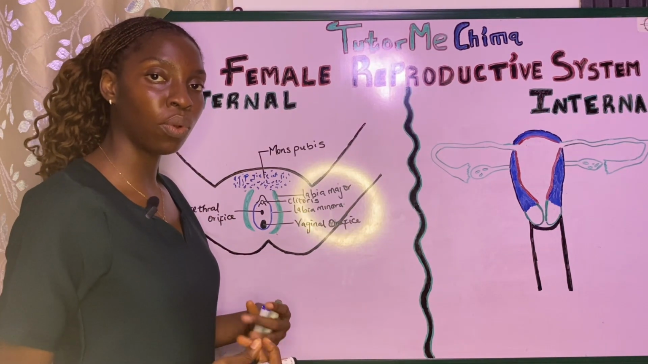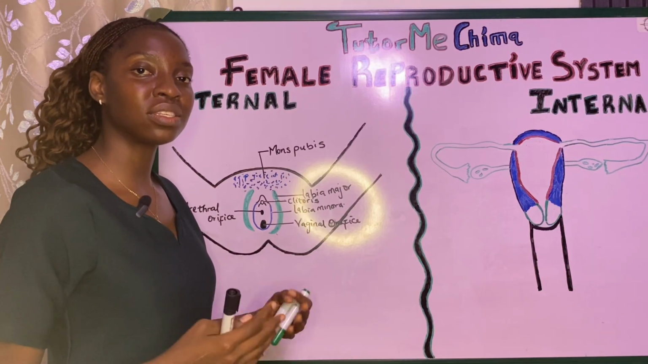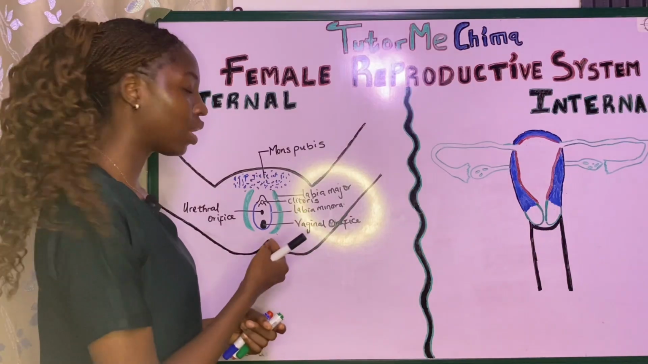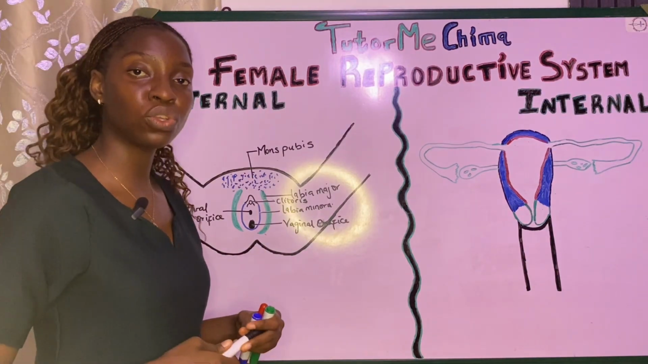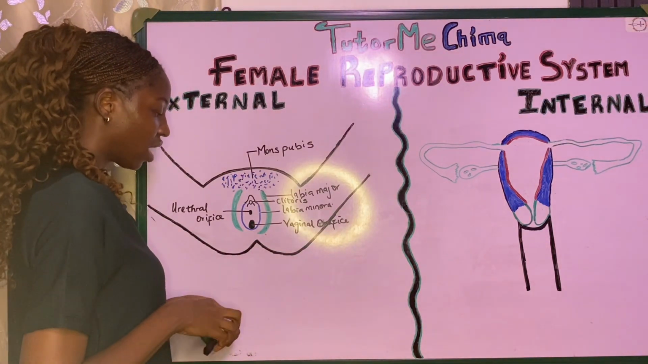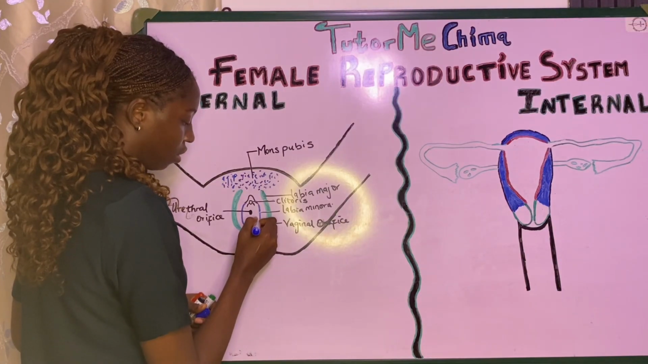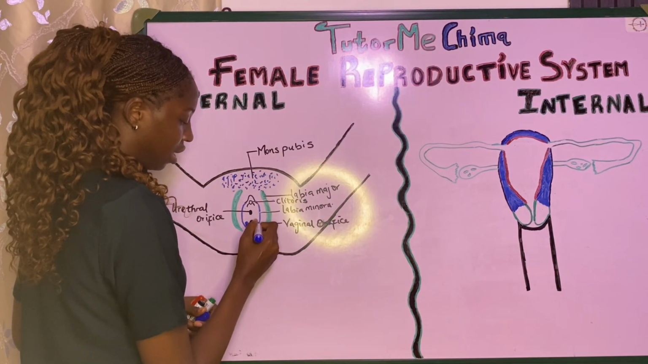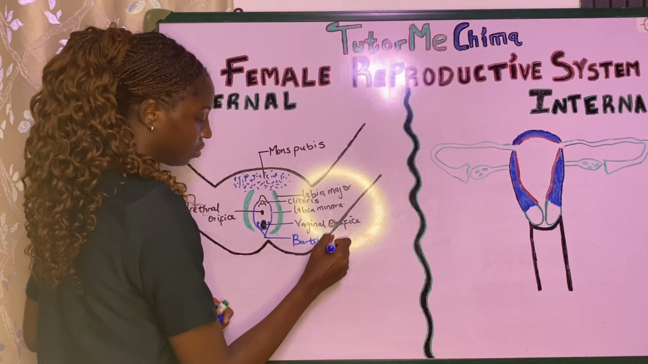Important things I want you to know when we're talking about the external female genitalia, okay? There are some accessory glands that are located within this area. One of the accessory glands we're going to talk about is called the Bartholin's gland. And this Bartholin's gland is located at the side of the vagina. So this is the Bartholin's gland. I'm going to label it here. We have the Bartholin's gland.